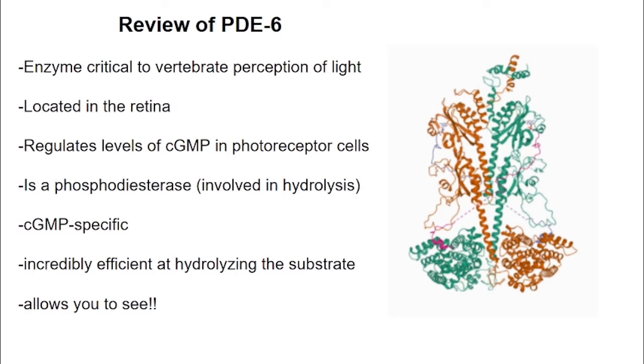PDE-6 allows the brain to perceive light through signal transduction as it regulates levels of a molecule called cGMP, or cyclic guanosine monophosphate, that's located in the photoreceptor cells. Now what's important to note is that this enzyme is cGMP specific. That is going to come up later in this presentation. And also it's super efficient at what it does, and so that means without it, you would not be able to see, and so PDE-6 is kind of a big deal.